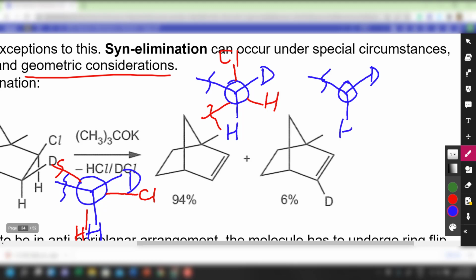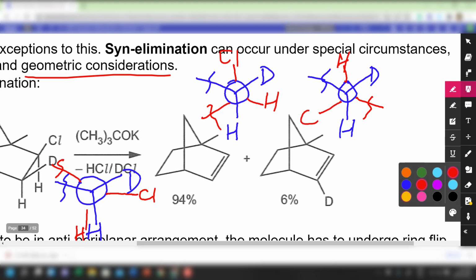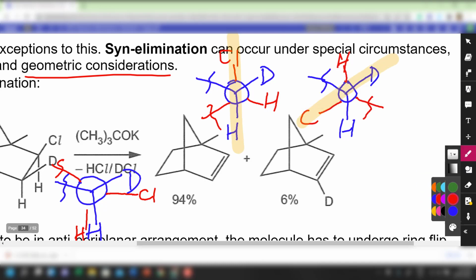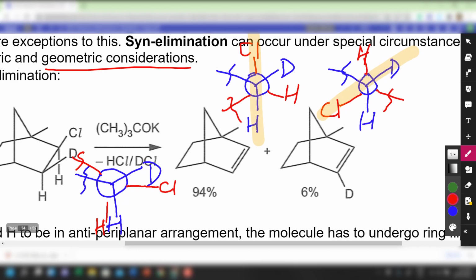Deuterium H, okay, and then I rotate further, H, and then the Cl. Yeah, can you see that, or can you observe that this is the anti-periplanar geometry I'm talking about? So this is the anti-periplanar geometry. Yeah, okay, that is if rotation is possible.